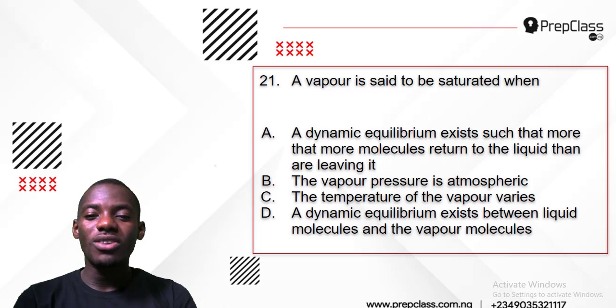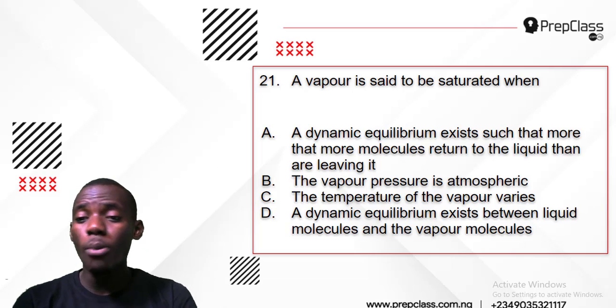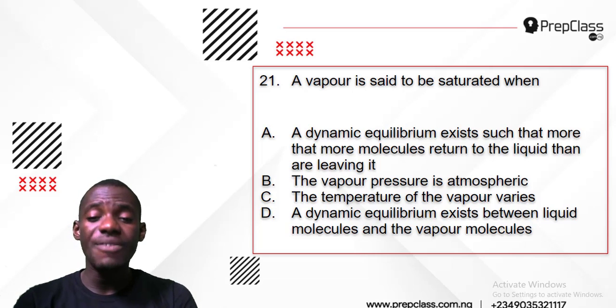Let's get to question number 21. A vapor is said to be saturated when what? A, a dynamic equilibrium exists such that more molecules return to the liquid than are leaving it.